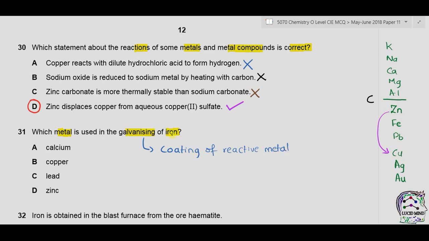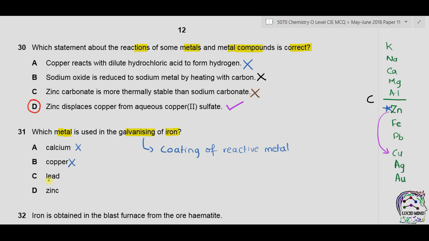This coating resists corrosion of iron. Now A is calcium. Calcium is a more reactive element, so it is not used in galvanizing, as calcium will react with oxygen to form calcium oxide, which is soluble. In B we have copper. Now copper is less reactive than iron, so as a more reactive metal is used, zinc will be preferred.